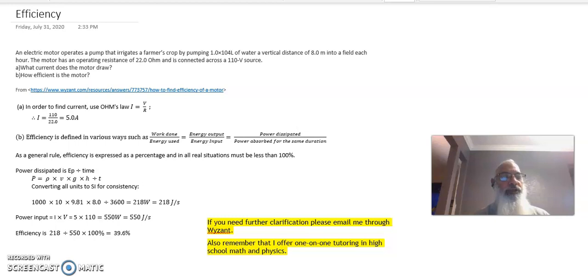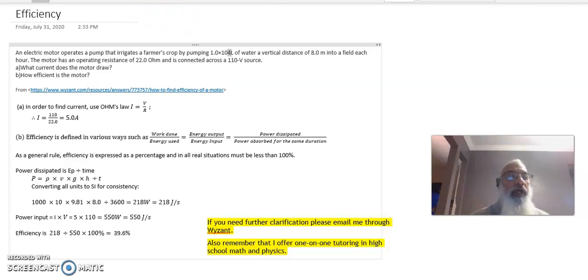This time I have a question on efficiency and we will solve this together. So let me go ahead and start by reading the question. An electric motor operates a pump that irrigates a farmer's crop by pumping 1.0 times 10 to the power 4. That is an exponential. I don't know if I could change it, but I will try.